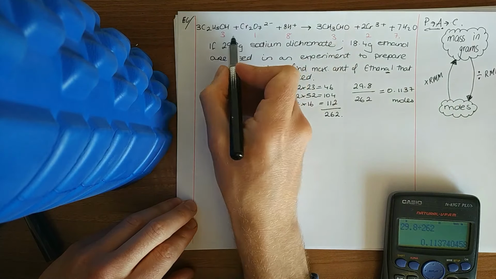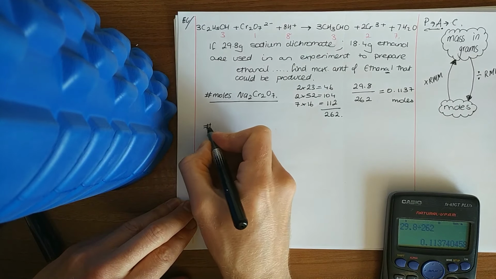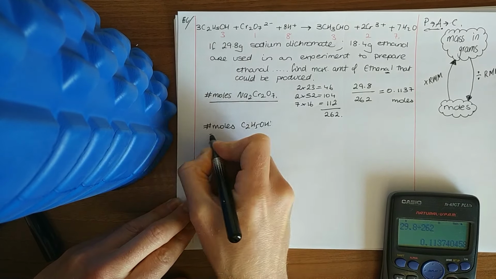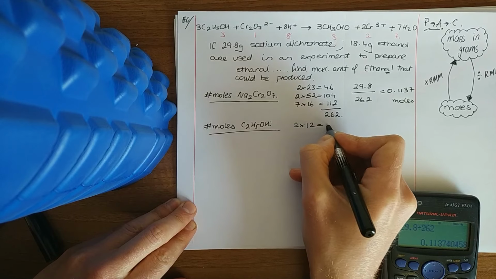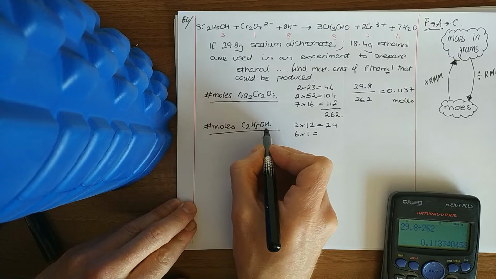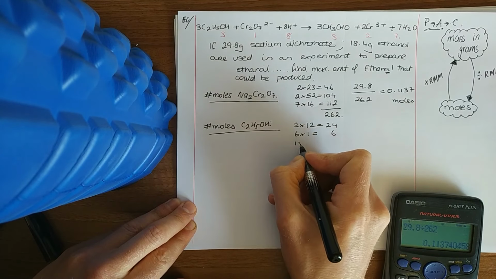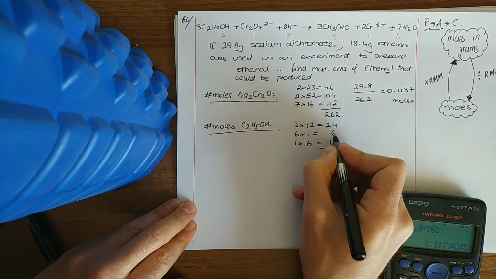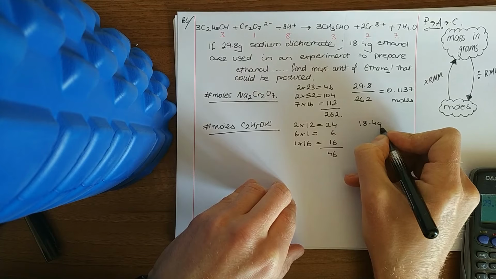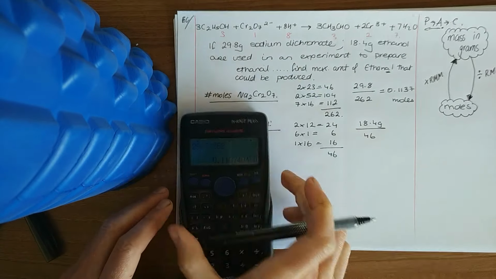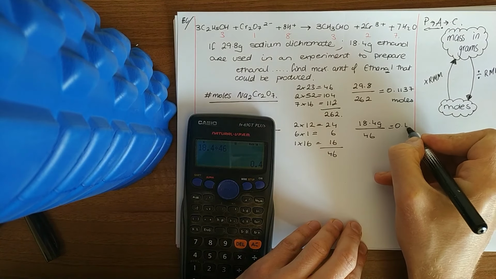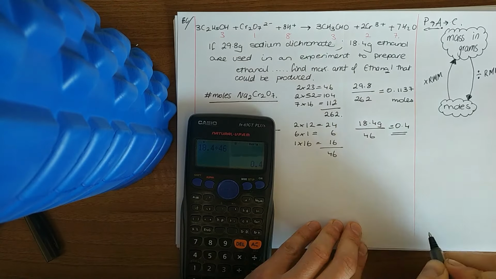Now work out the moles for your ethanol, your primary alcohol here. I'm just writing 6 by 1. You have 5 hydrogens here and 1 here. So that's 30, 46. We have 18.4 grams. Divide that by 46. 2/5 or 0.4. Now again, we cannot automatically assume that this is an excess.